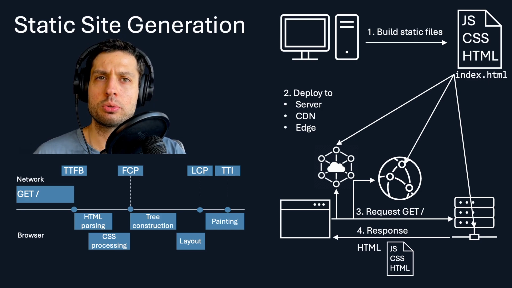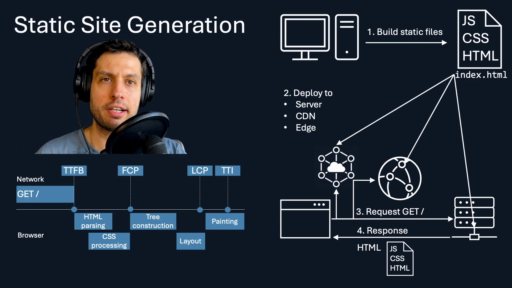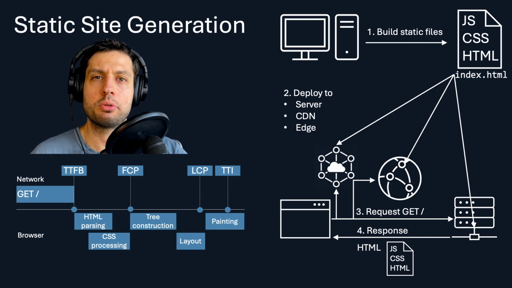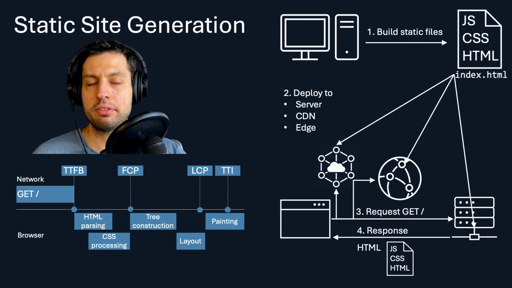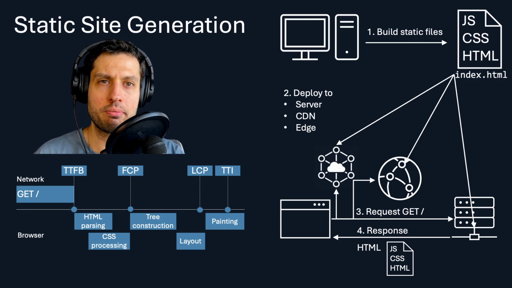How does the flow go? First, you have to build the static files, and it could be either everything embedded in the HTML, or it could be in separate files depending on their size and your configuration. Then you have several options for where you can deploy them. Because they're already pre-built, you can cache them somewhere on a CDN. This way you can even further improve the performance, or you can serve them from a normal server.